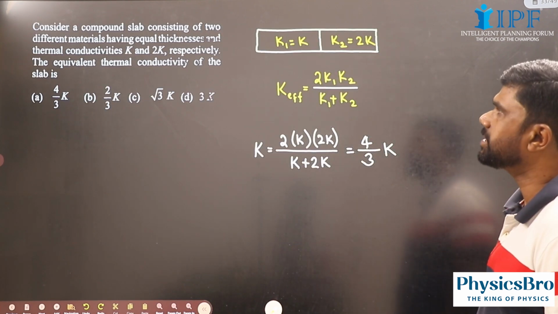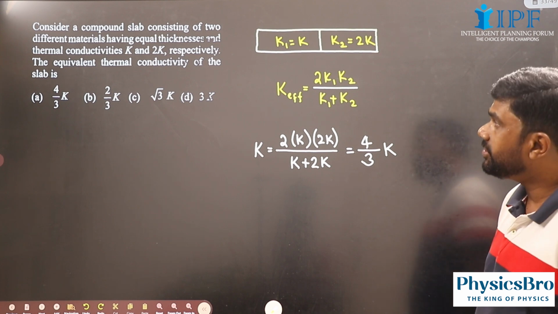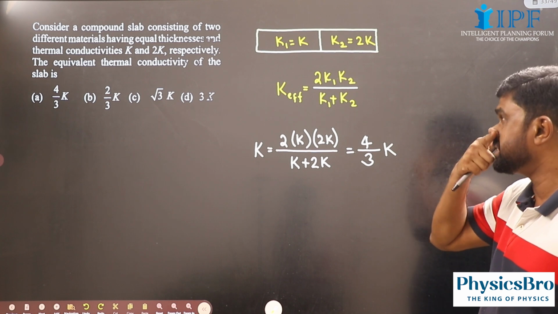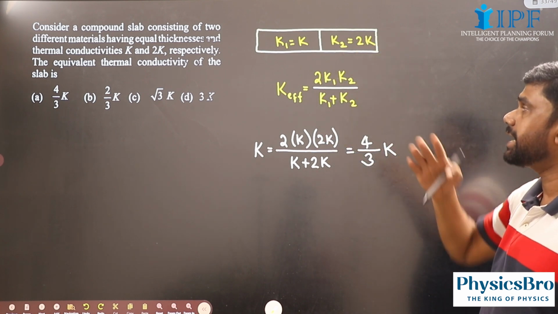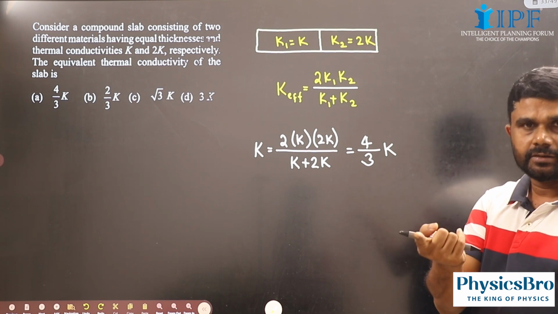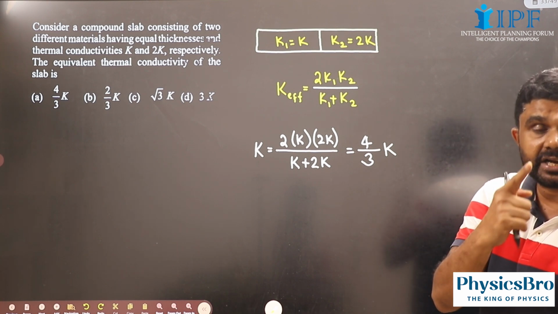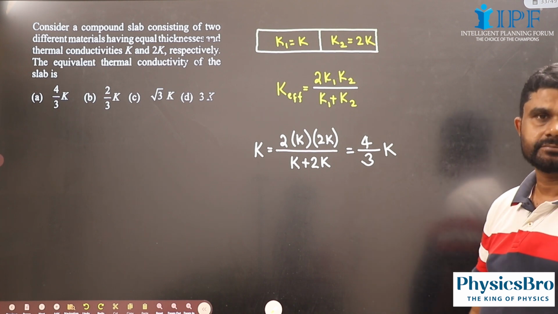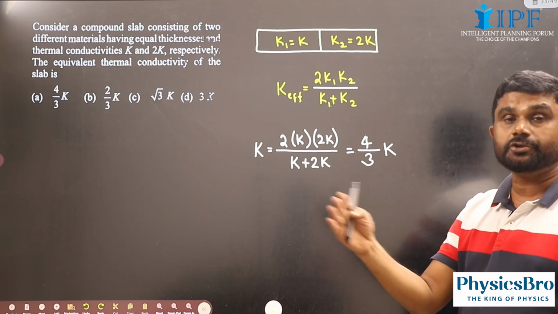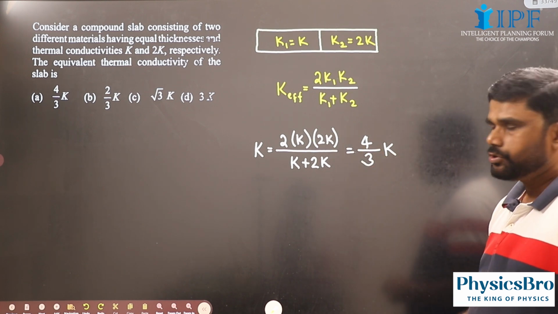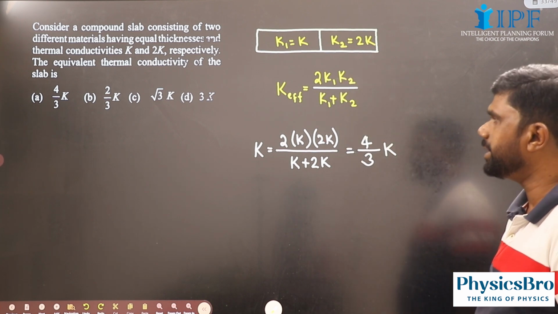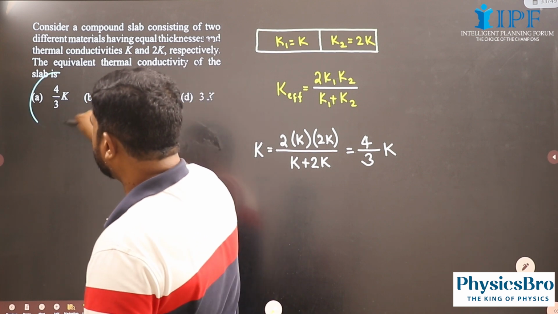Consider a compound slab consisting of two different materials having equal thickness and thermal conductivities K and 2K. The equivalent thermal conductivity of the slab is? See, the two slabs are connected in series. So the effective thermal conductivity will be the harmonic mean. When they are connected in parallel, effective thermal conductivity will be the arithmetic mean. Here in series, harmonic mean 2 K1 K2 by K1 plus K2. K1 and K2 are given as K and 2K. If you put K1 equal to K and K2 equal to 2K, you will get 4 by 3 K. So this must be the correct option.